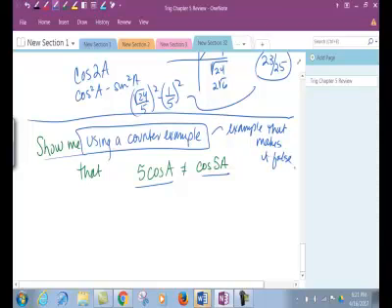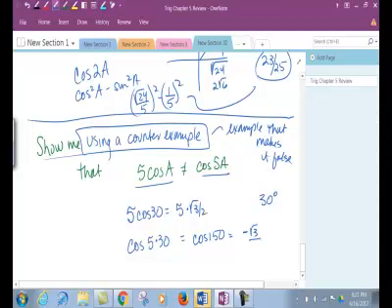All right? And so truly, you can pick any angle that you're familiar with. So let's go ahead and try 30 degrees. So 5 times the cosine of 30 is equal to 5 times √3 over 2. But the cosine of 5 times 30 is the cosine of 150, which is negative √3 over 2. And you are done. That's all you need to show.